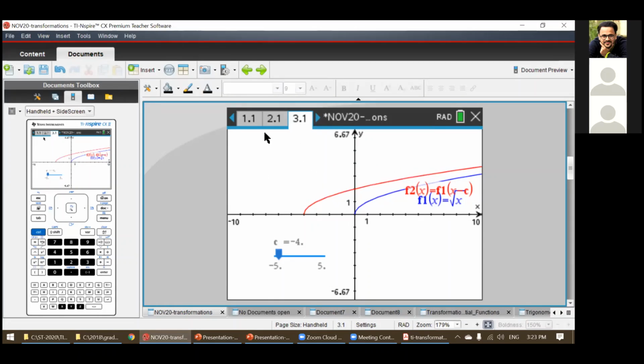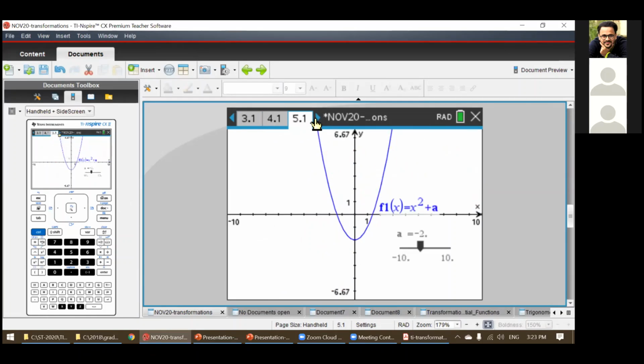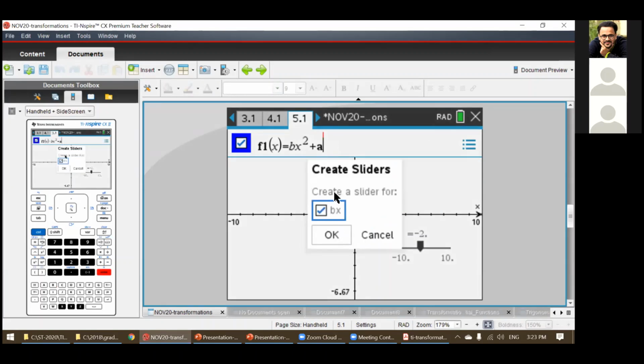let me go back to this one moment. If I go back to this transformation and I press tab, I might want to associate the constant here itself. So let's say I'll call this B. I don't put any multiplication symbol or anything, I just put it as B, and I hit enter. You can see that it asks you to create a slider for BX. You don't want a slider for BX. You want a slider only for B, right?